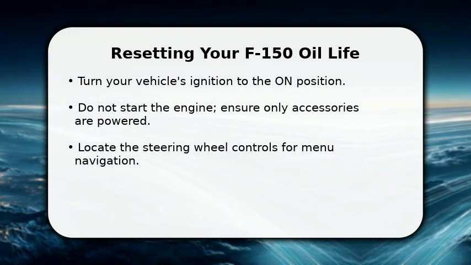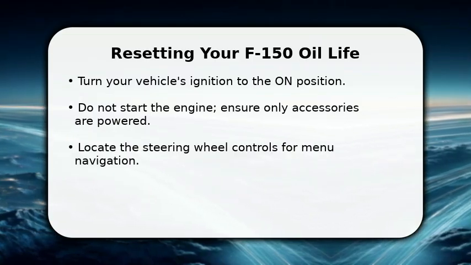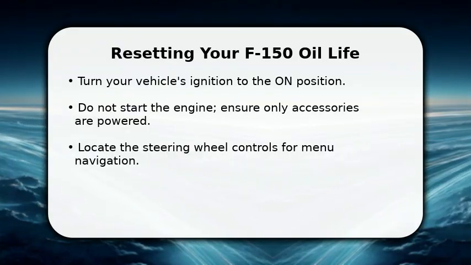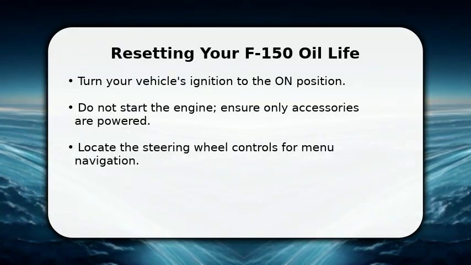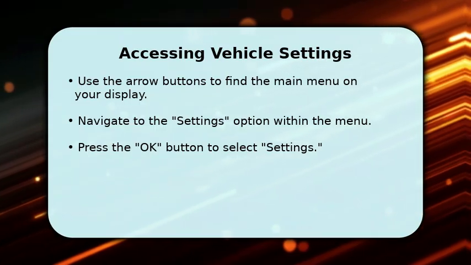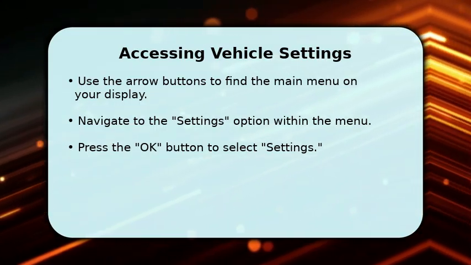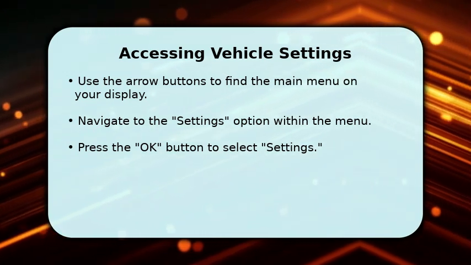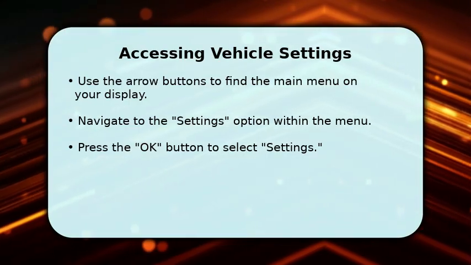First, turn your ignition to the on position without starting the engine. You'll use the arrow buttons and the OK button on your steering wheel to navigate the display. Next, use the arrow buttons on your steering wheel to scroll through the options on your instrument cluster display. You're looking for the main menu, which often includes categories like trip/fuel or truck info.